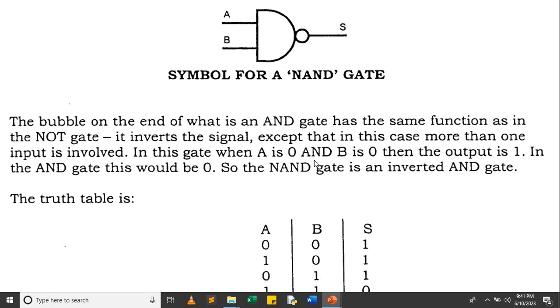In this gate, when A is 0 and B is 0, then the output is 1, because we see A and B as 0, 0. The input as in the AND gate is supposed to give 0, but because it is passing through this NOT, it is going to be a 1. An AND gate, when you feed it with 1 and a 0, it will give a 0, and that means you invert it, you get a 1.